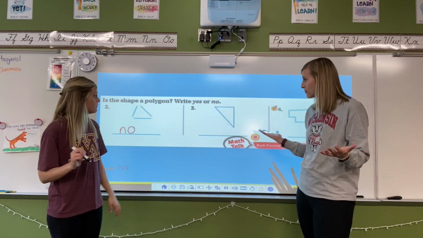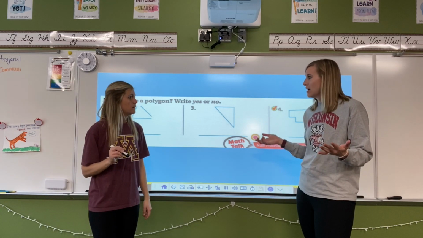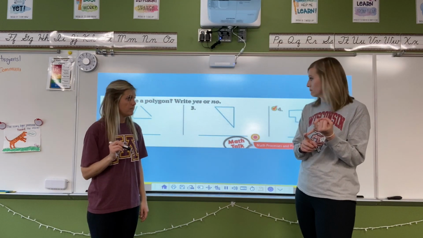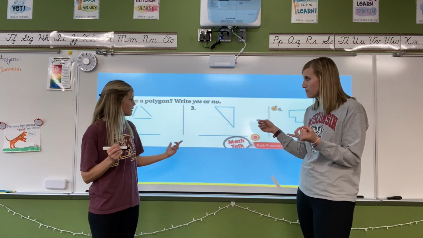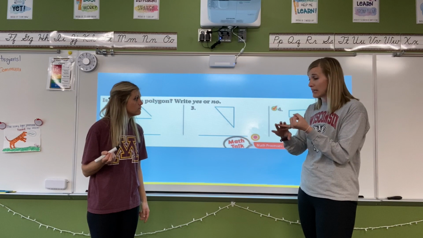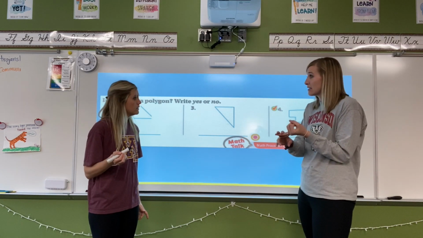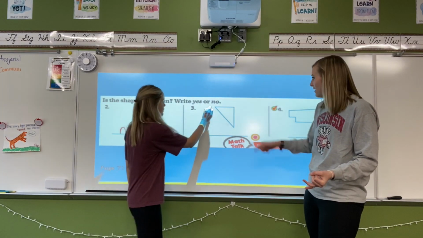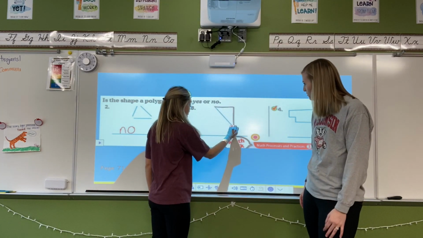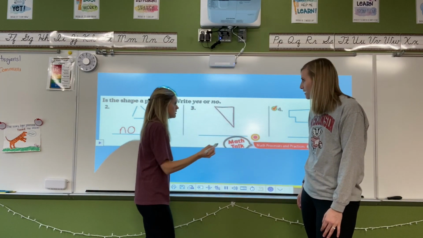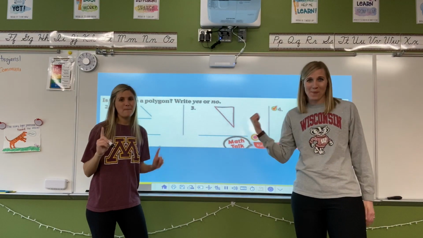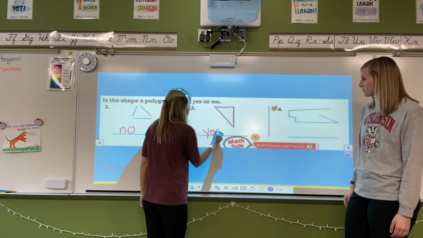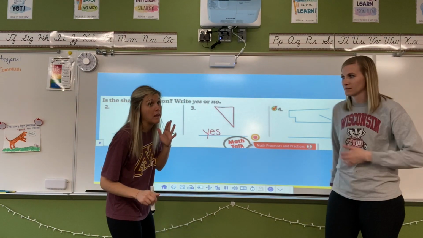Okay. All right. Number 3. A polygon is a closed shape. That's a closed shape. Is it a plane shape? Yeah. And it has only line segments. Well, I see 1 line segment, 2 line segments, 3 line segments. We got ourselves a polygon. So yes, this is a polygon. If we're being technical, it's a triangle.